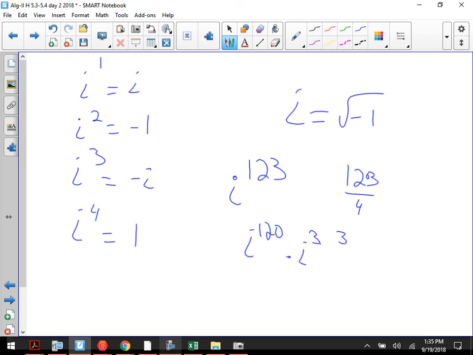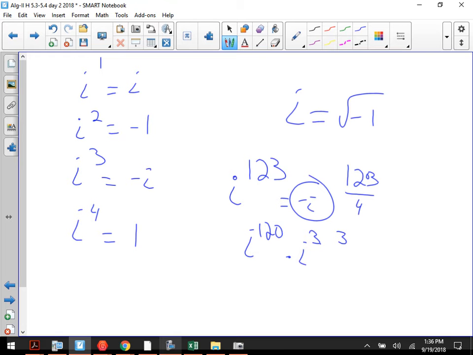If you divide it by 4, what's the remainder? 1, 2, or 3? And then, so what's i to the third? There's your answer. i to the 123rd power equals -i. That's all it winds up being. All you're doing is figuring out how many times 4 goes into it. What's the remainder? The remainder is either going to be 1, 2, or 3. If there's no remainder, your answer is 1. Do any of those say 0? Remember, divide by 4. What's the remainder?